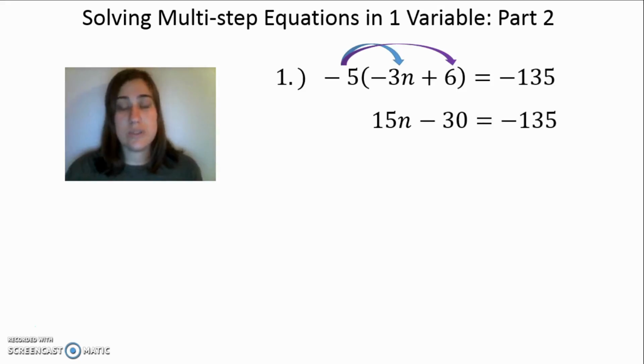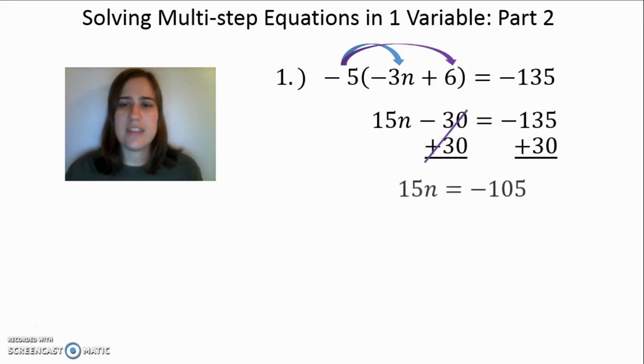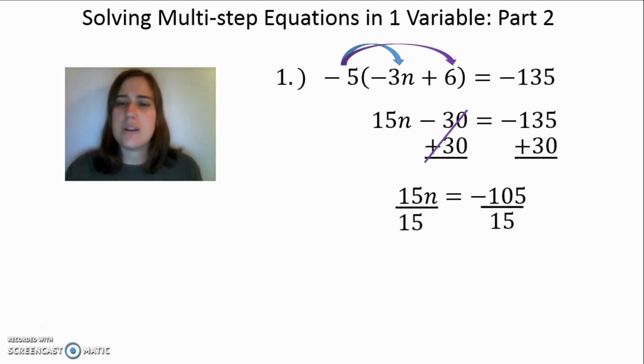Then it becomes a two-step equation. So we're going to add 30 on both sides. That gives us 15n equals -105. And we're going to divide by 15. That gives us n equals -7.